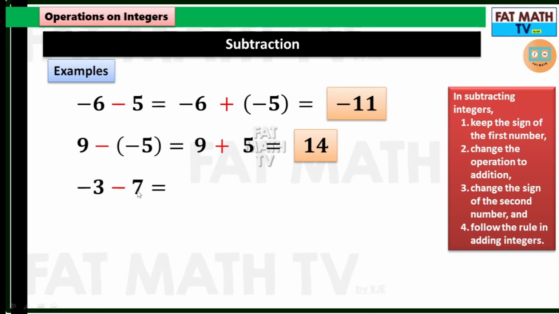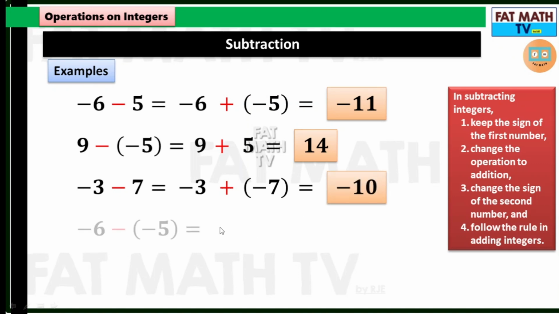Negative 3 minus 7. Negative 3 minus positive 7. Keep the sign of the first, so negative 3. Make subtraction addition, so plus. Instead of positive 7, make this plus negative 7. Negative 3 and negative 7 have the same sign. Both of them are negative. So add 3 and 7, you will have 10. And copy the sign which is negative.